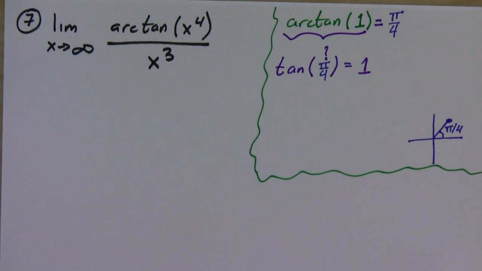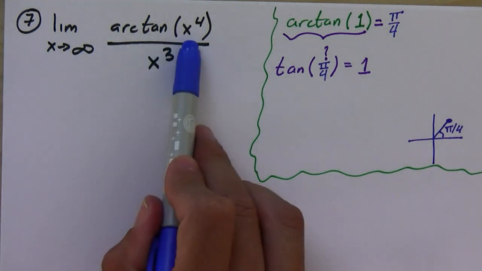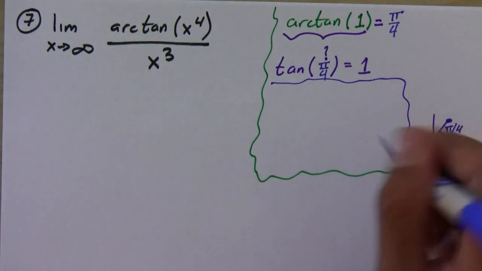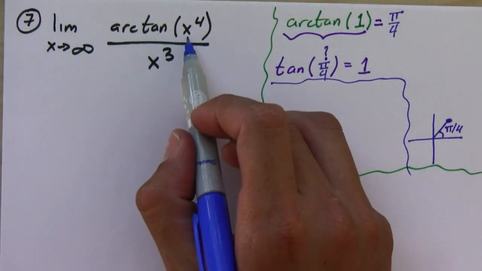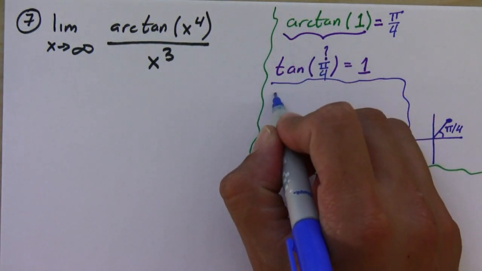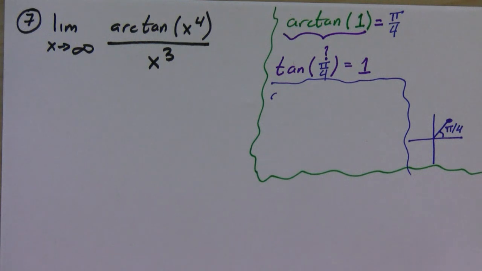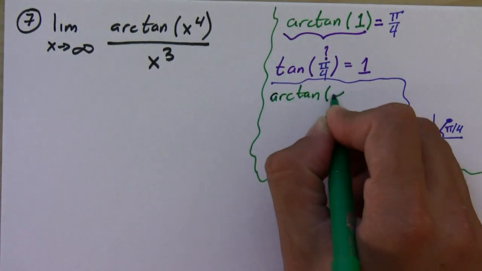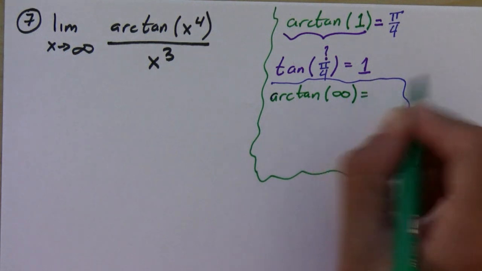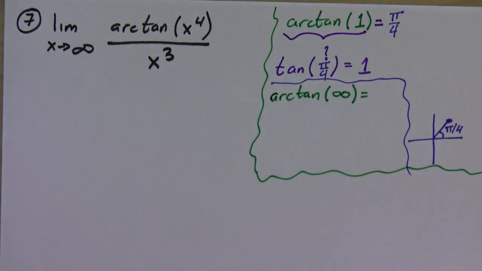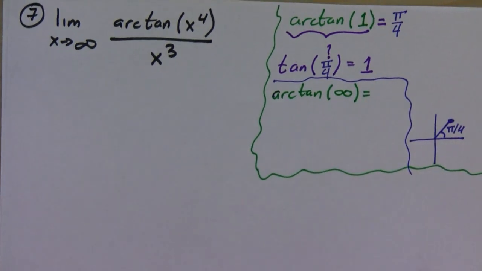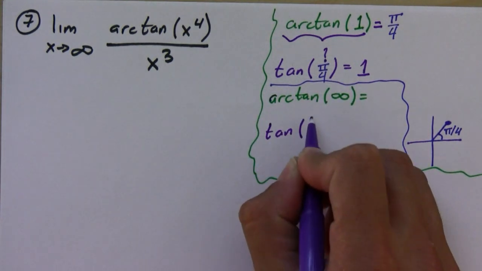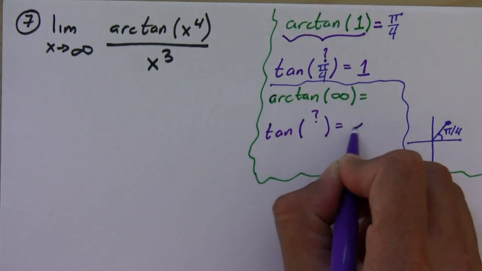So, okay, but this is kind of a more awkward situation. What it's saying is arctangent of, basically arctangent of infinity. Okay, so if we do the same type of idea here, what it's saying is, okay, tangent of what angle gives me infinity?